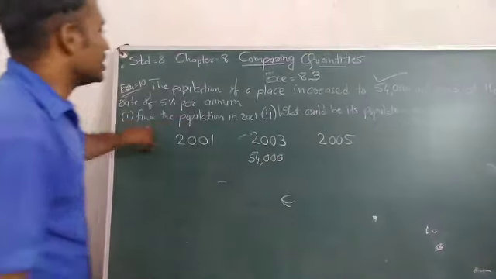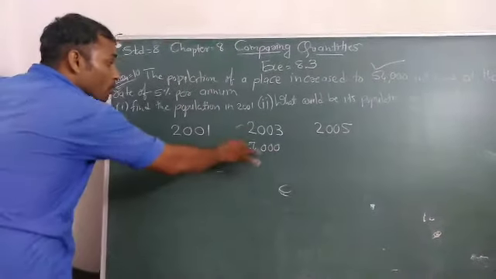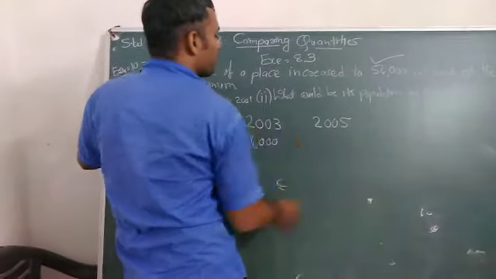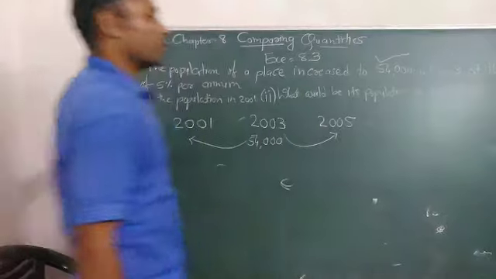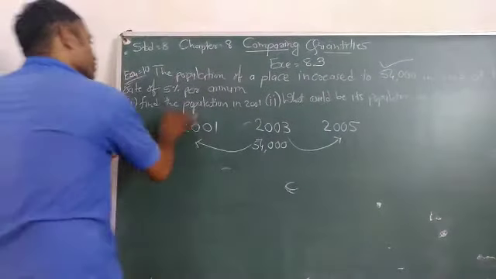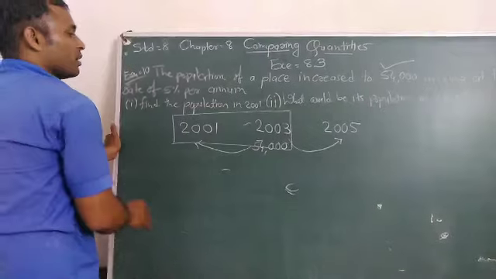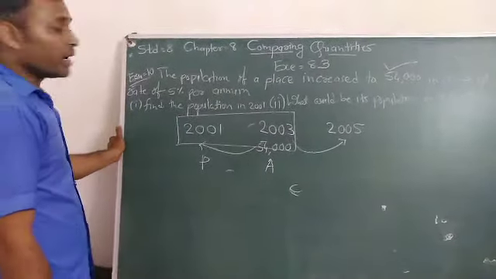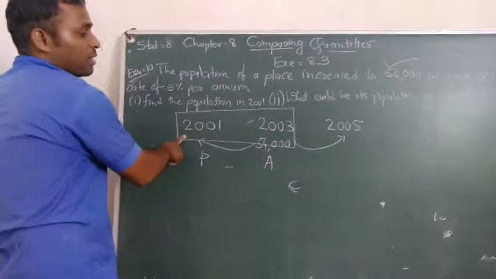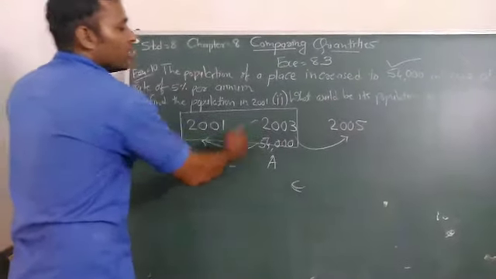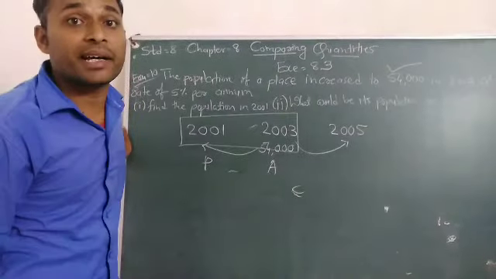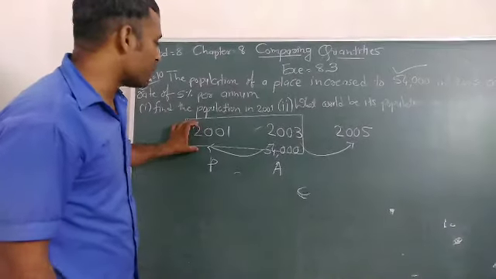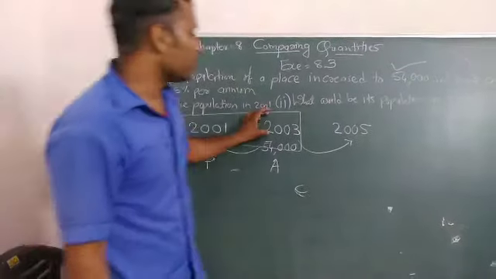So now find the population in 2001. So now move backward. And what would be its population in 2005? So move forward. Okay. So now first these two data: this is your principal amount and this is your amount. Because in the previous year there will be less population and in the next year it will always increase. So now which is greater, population or amount? Amount is always greater. So this lesser value is known as principal, and in 2003 this is your amount.